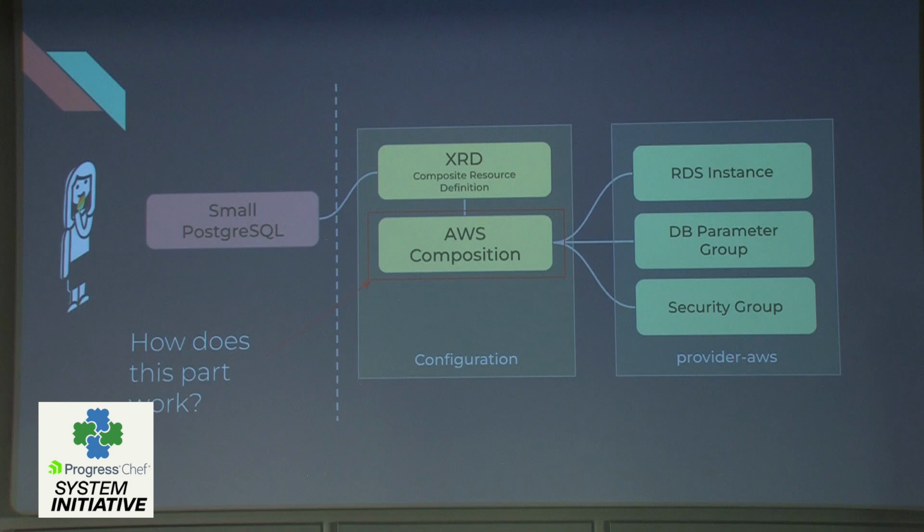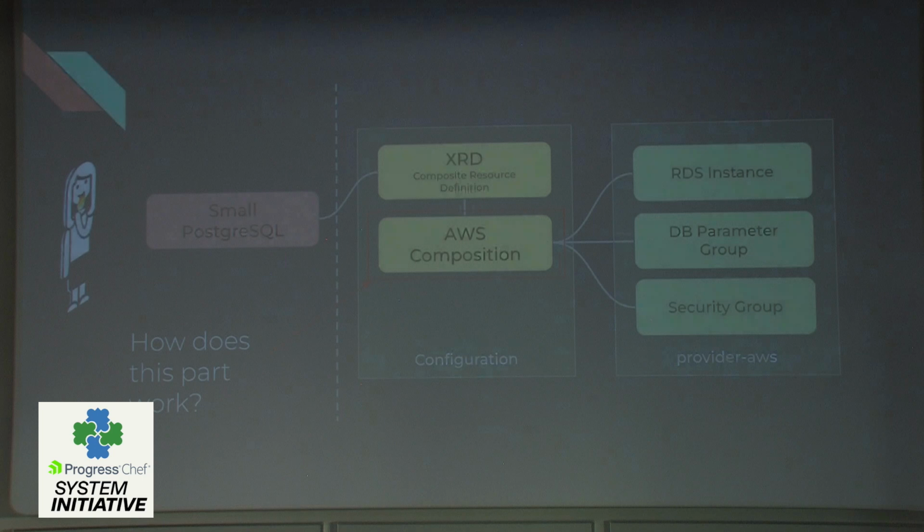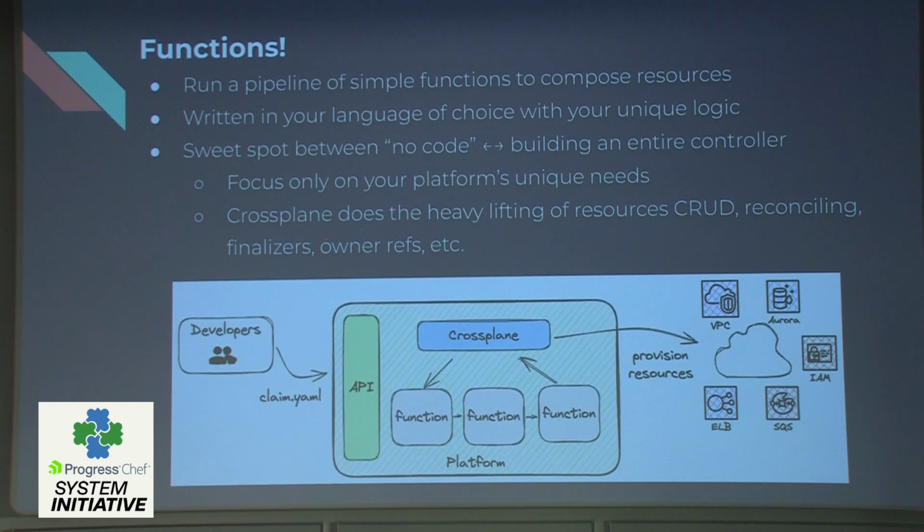So we talked a lot about these compositions, but how does this part actually work? We know there are functions and stuff, but let's have a closer look. Functions are just a pipeline of simple functions which compose your resources. They can be written in any language of your choice with your unique logic. They provide a sweet spot between no code and building an entire controller from scratch, because that's very hard. They focus only on your platform needs, and Crossplane behind the scenes does all the heavy lifting. You don't want to go and set finalizers, owner references, and do the reconciling on your own. You just define what you want, and Crossplane does all the rest for you behind the scenes.